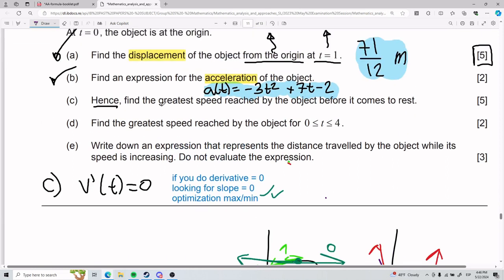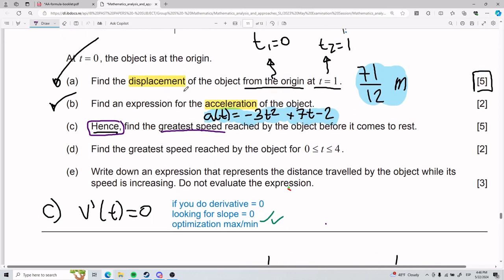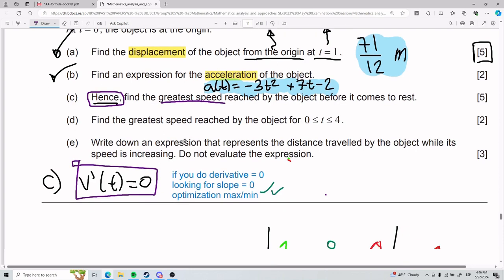Here they're asking for greatest speed. And so greatest speed means you gotta do the derivative of something equal to 0. Because it says hence, you gotta use something from before. So okay, get the acceleration and equal it to 0, right? And so here you did the derivative of velocity and you equaled it to 0. So you're finding wherever the acceleration equals 0.